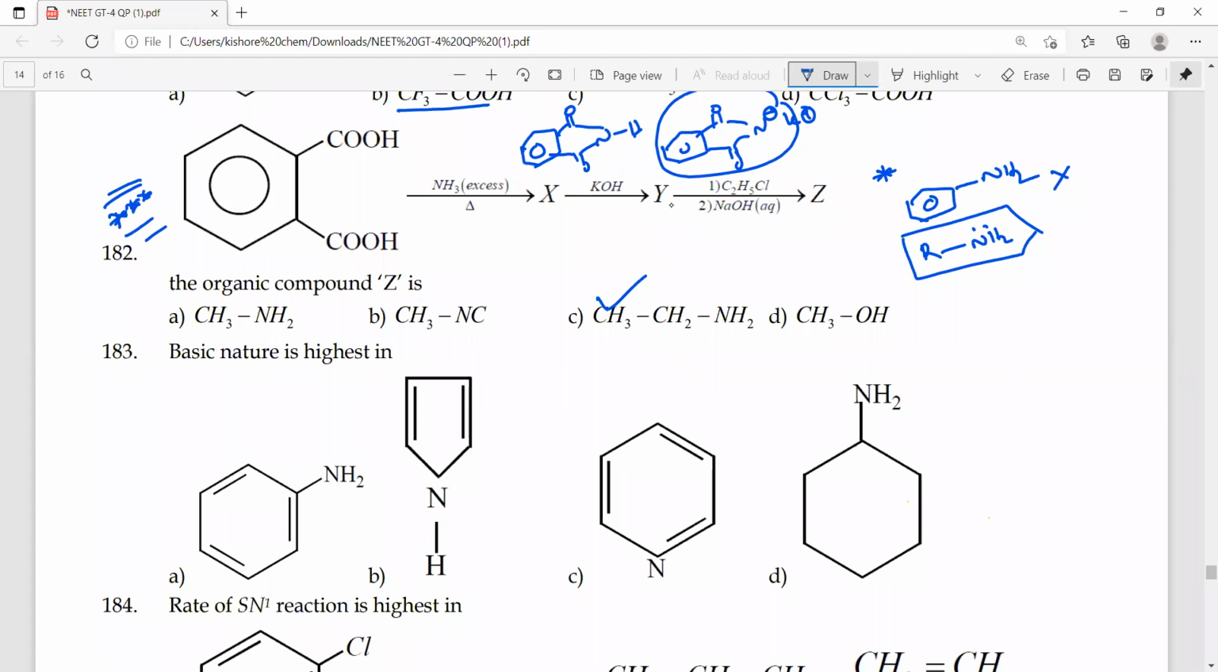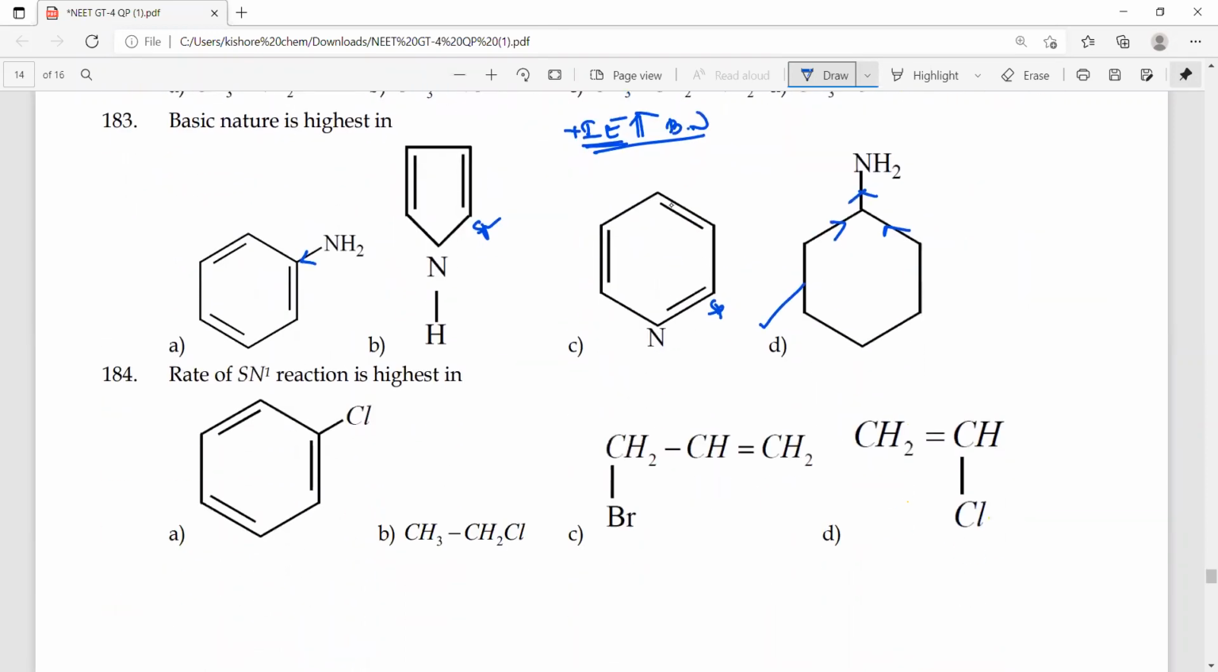Question number 183. Which one has the more basic nature? Basic nature increases by plus I groups and decreases by minus I groups. See this aromatic group, this is a minus I group. This is sp2 carbon, this also is minus, but these are sp3 carbons. So this is more basic in nature. You remember that point?